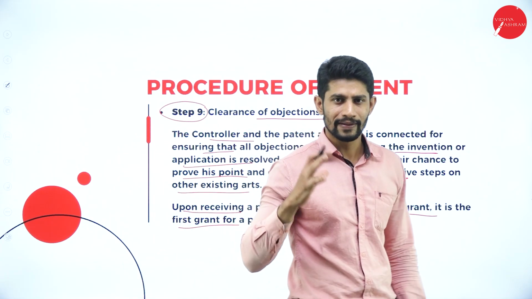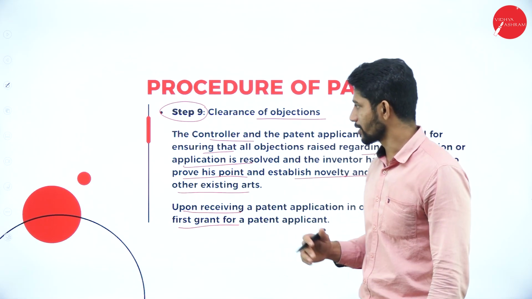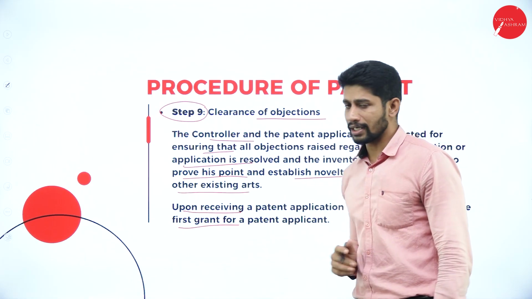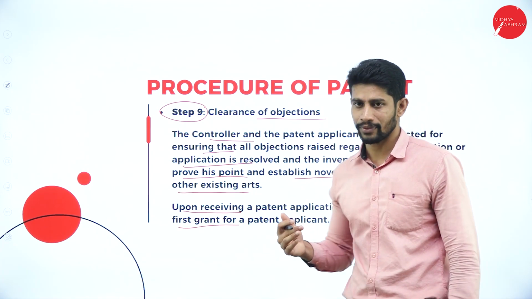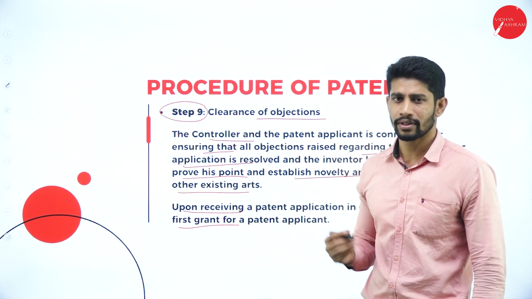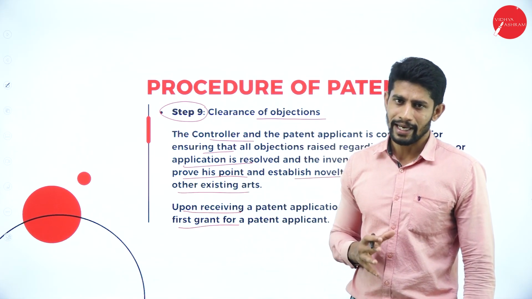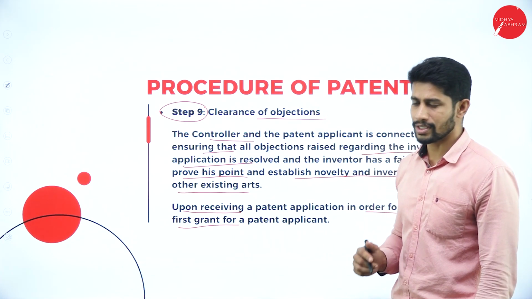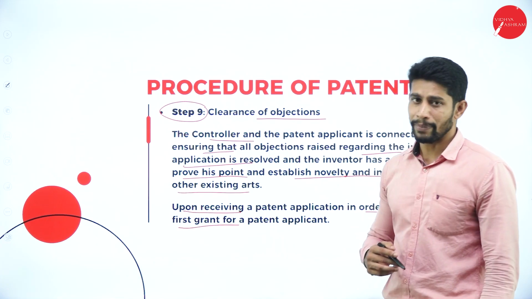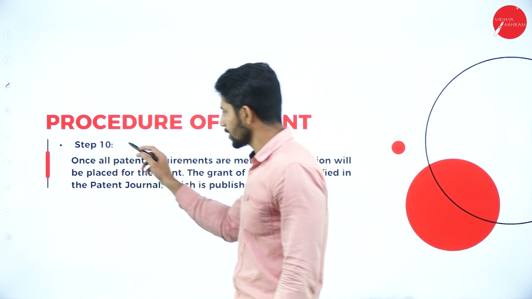So once the problem is solved, once the answer is given for the objection, then it is about the clearance of the objection. Once the objection is cleared, once you give all the required proper justification for all the objections raised by the examiner, then you can directly go with the next process, that is getting a patent for your invention. Next is step 10, the last step.